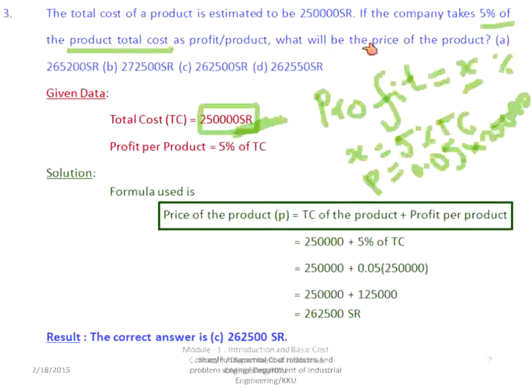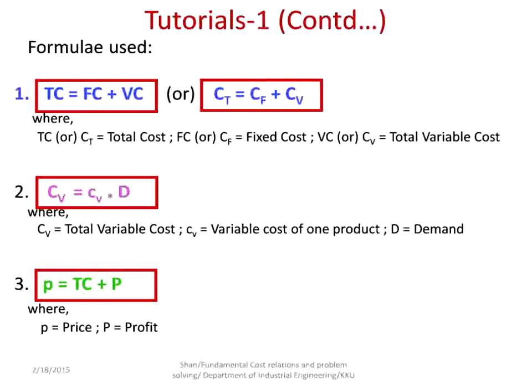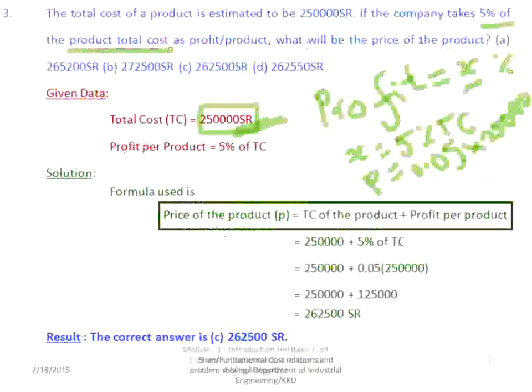The formula used is price of the product. We have to find out what will be the price of the product. This is the question. So price of the product equals total cost of the product plus profit per product. This is the price. Price equals total cost plus profit. Now we have to see what is the total cost. 250,000 Saudi Riyal. So I write here 250,000 Saudi Riyal as total cost plus 5% of total cost.